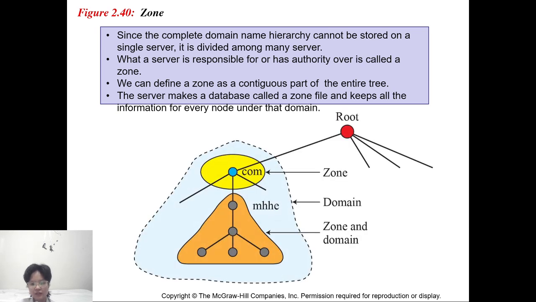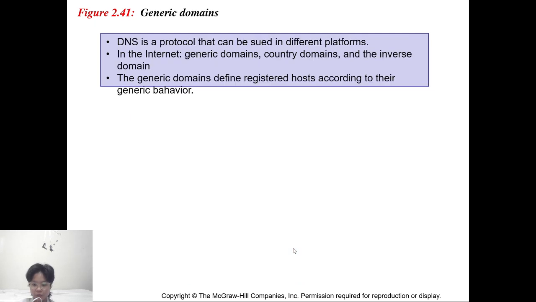Also the same thing, have a root and under level. Under level, com is zone, mhhe is domain, and the last is zone and domain. Picture 2.41 is generic domain. DNS is a protocol that can be stored in different platforms in the internet. Generic domain, country domain, and the inverse domain.